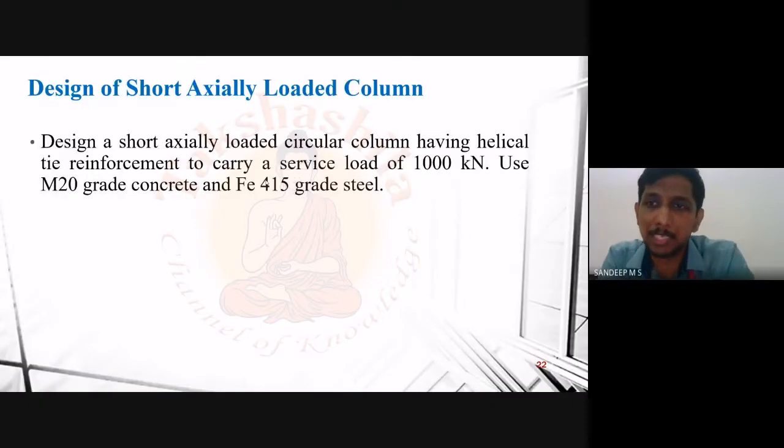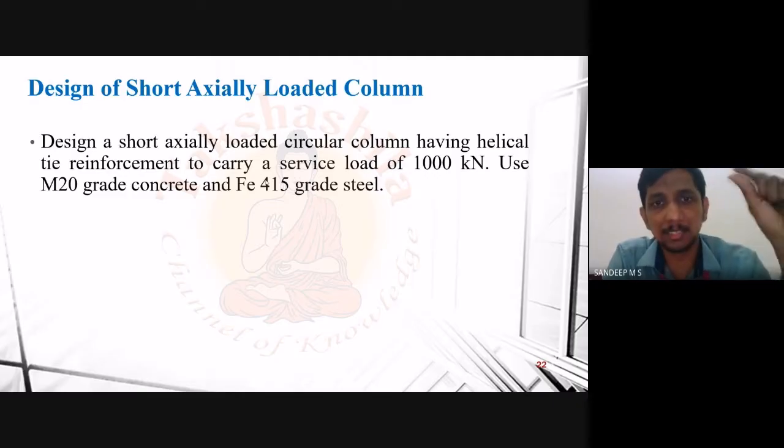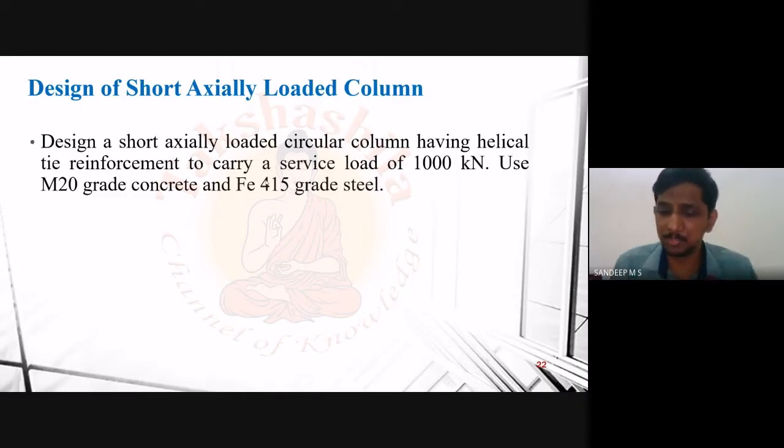We have a problem regarding the helical ties. Okay, the only thing is that the initial portion remains the same. That is how to find the cross-sectional area and how to find the longitudinal area of longitudinal steels. There is a slight difference, but the majority of the portions remain the same. So we will see how to do this.